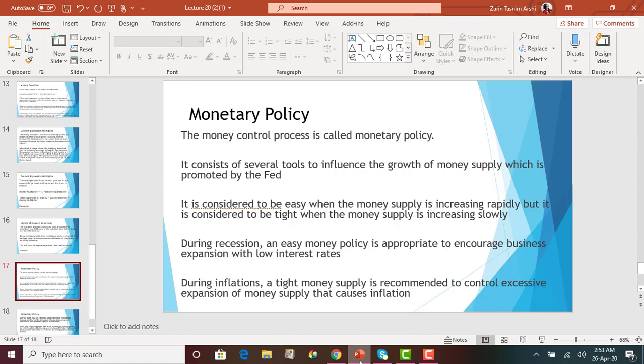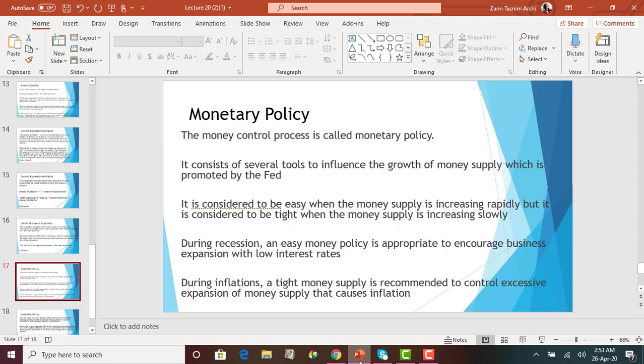Okay, so the policy by which we control the money supply is called monetary policy. Now, it consists of several tools that the government can use to control the money supply. And we saw the required reserve amount: when the Fed sets the required reserve rate at 10% or 20% or 15%, they can control the money supply, right? That's one of the tools. But in chapter 12, we will see there are other tools available to control the money supply.